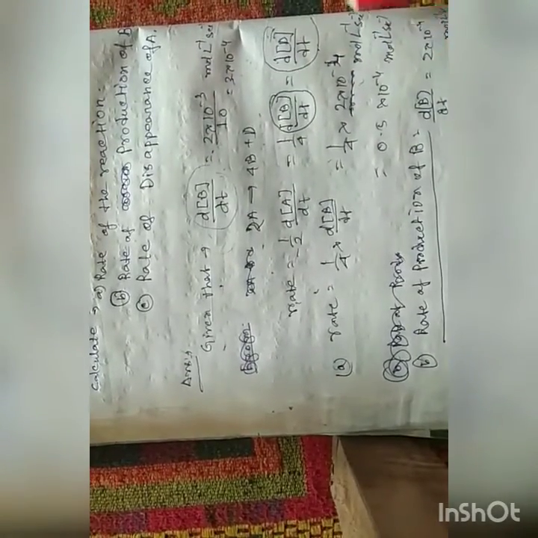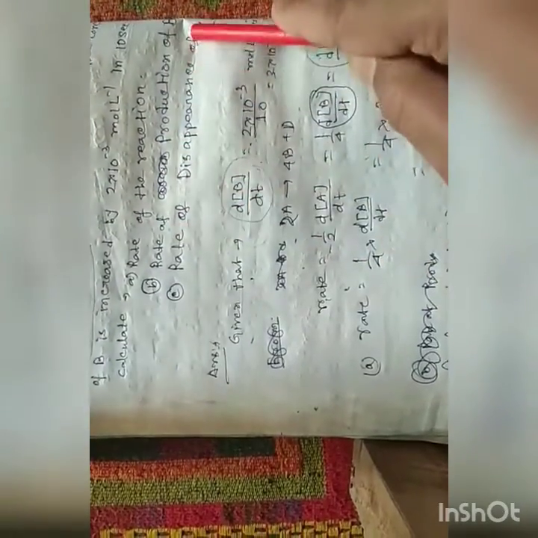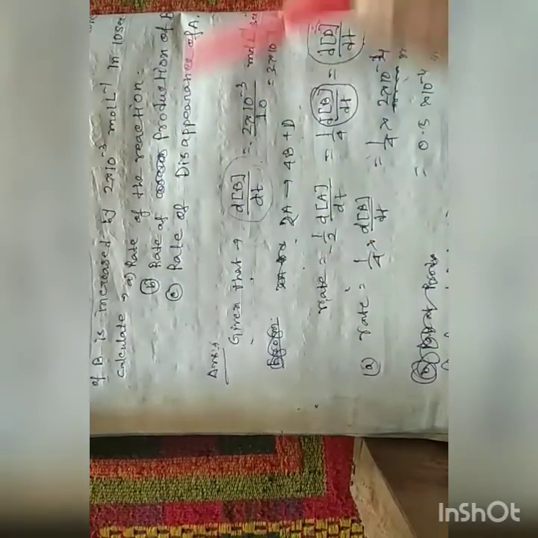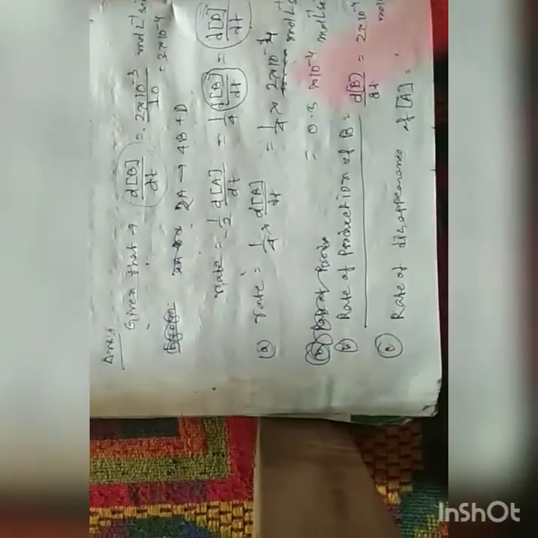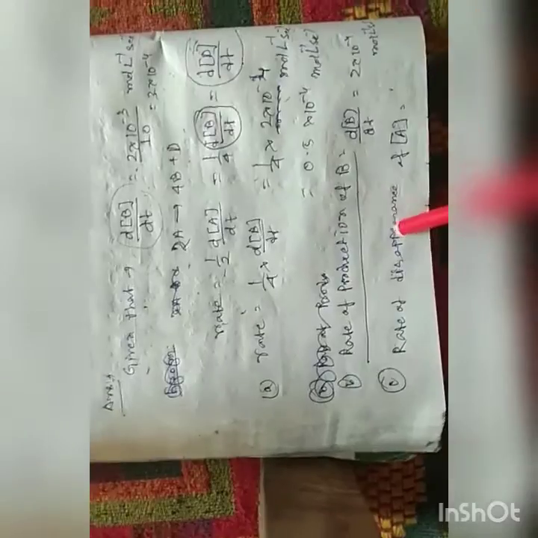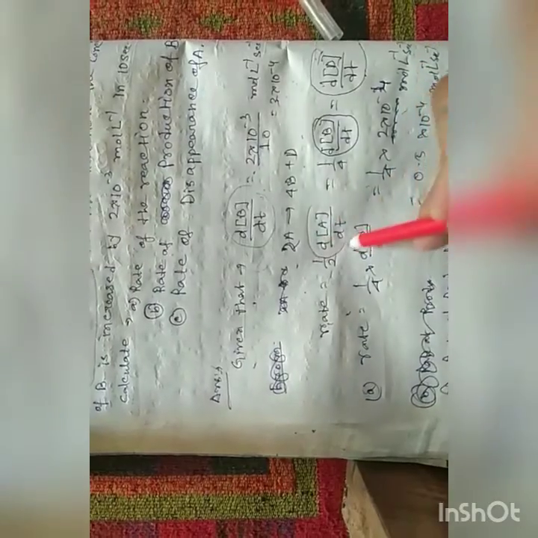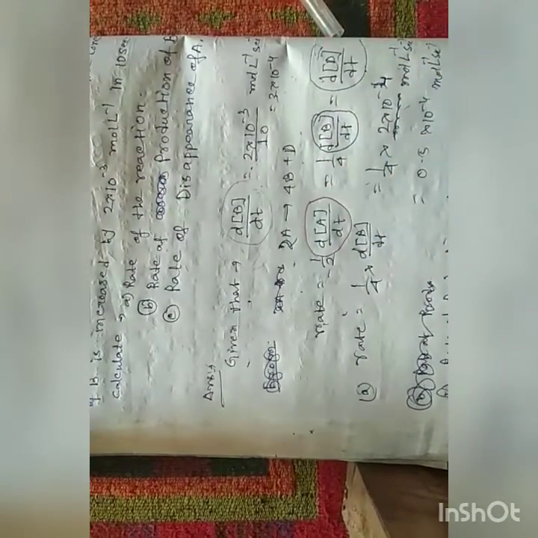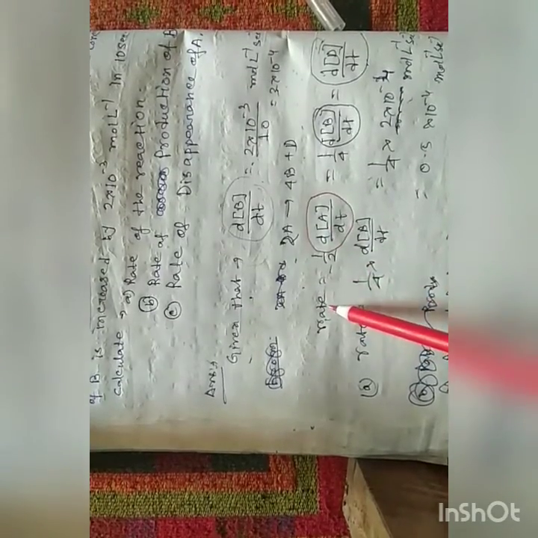Okay. Now what is the rate of production of B? The rate of production of B has been given. And the rate of disappearance of A. Rate of production of B and rate of disappearance of A. Rate of disappearance of A means this term. So we get the rate.